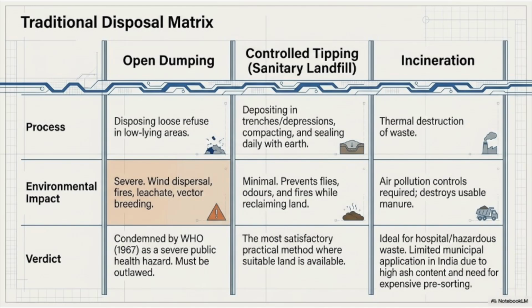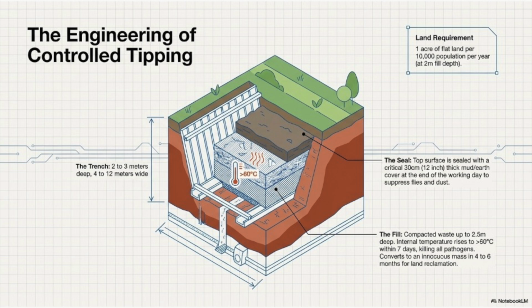Incineration involves the thermal destruction of waste, requiring air pollution controls, and while it destroys usable manure, it is ideal for hospital and hazardous waste, though it has limited municipal application in India due to high ash content and the need for expensive pre-sorting. Controlled tipping is essentially a scientific and systematic way of burying waste safely in the ground, unlike open dumping, which is careless and hazardous.